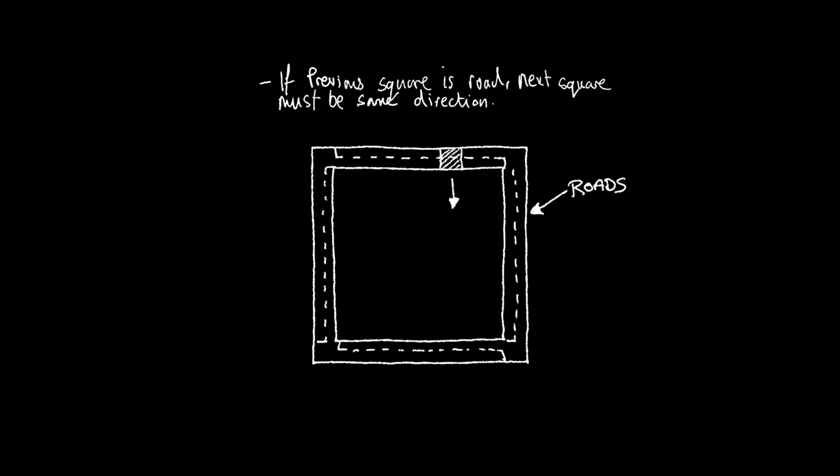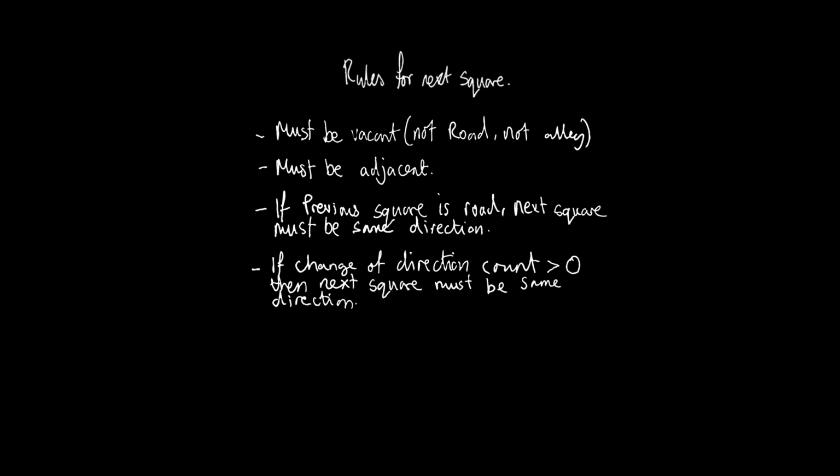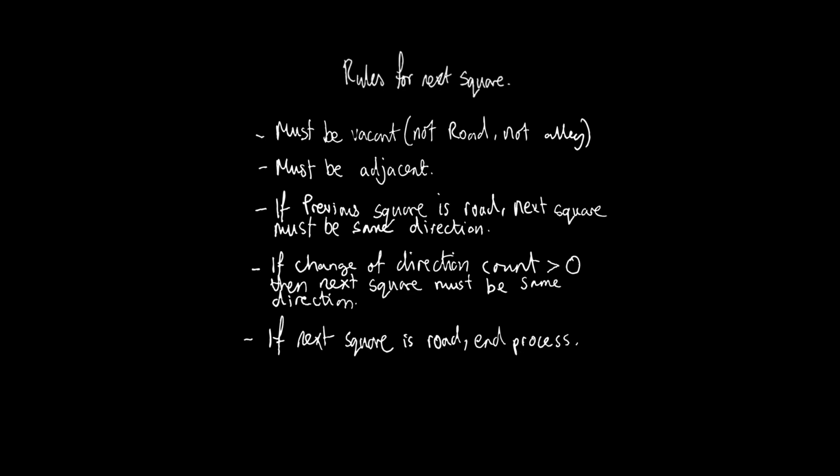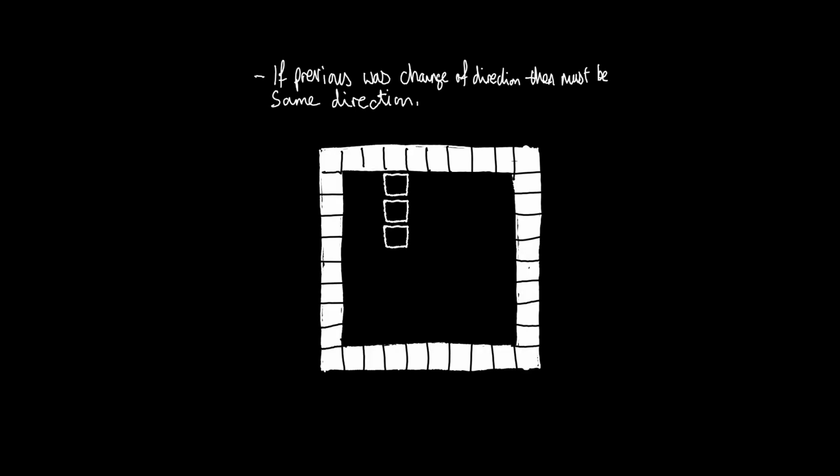This is to ensure that there is at least a one tile buffer between the road and a change of direction. The fourth rule is that there is only one change of direction allowed. I could increase this later if I wanted to. So if the change of direction count is greater than 0, then the next square must be in the same direction as the previous one. The fifth rule is that if the next square is a road, then we end the process. Finally, if the previous square was a change of direction, then the next square must be in the same direction. This is to avoid multiple changes of direction too soon after each other.